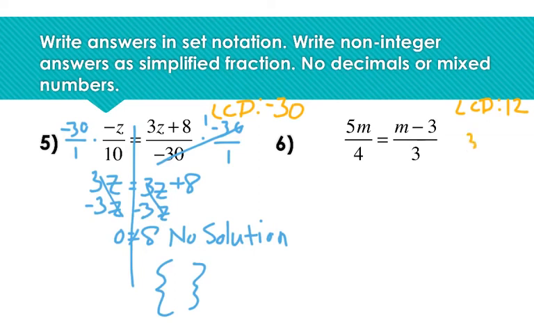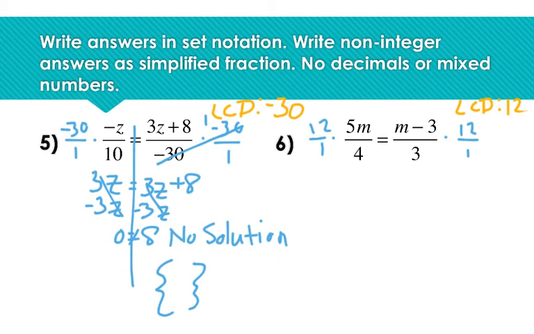If we just counted up 3, then the next one would be 6, and then 9, and then 12. But then we have 4, and then 8, and 12. So 12 is the one that they have in common. So since 12 is the one they have in common, we're going to multiply by 12 on both sides of our equation. So I'm going to write it as 12 over 1 since we're multiplying fractions.